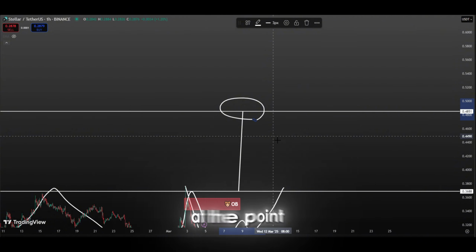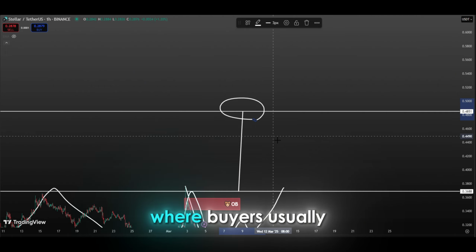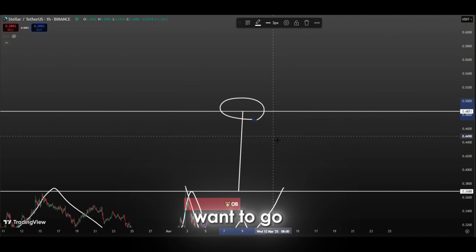We are now at the point where the price forms the right shoulder, and this is a critical zone where buyers usually come into play, following the turn signals in the market. As soon as the price crosses the neckline, the price will want to go to the target.